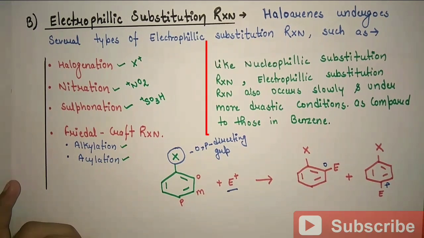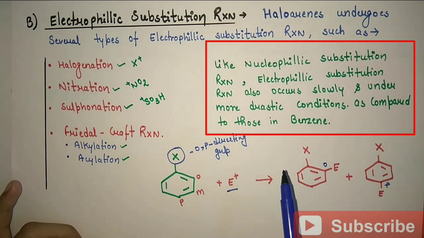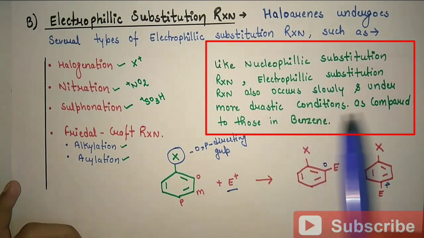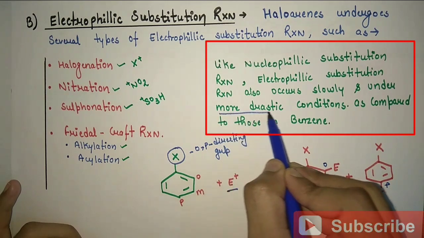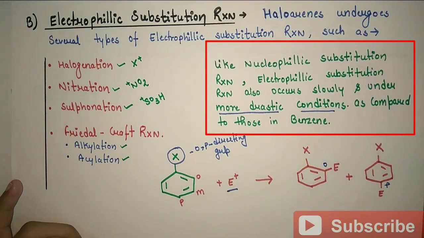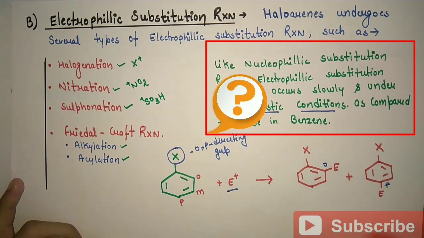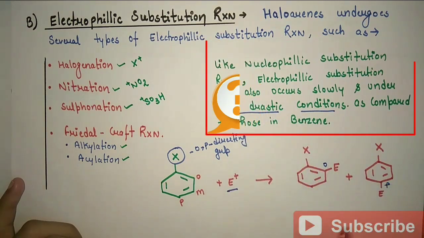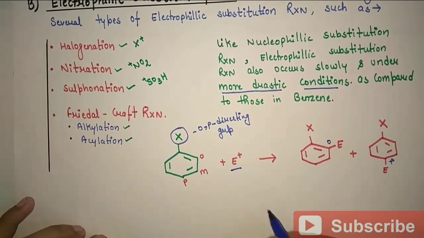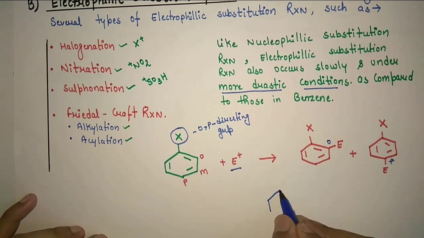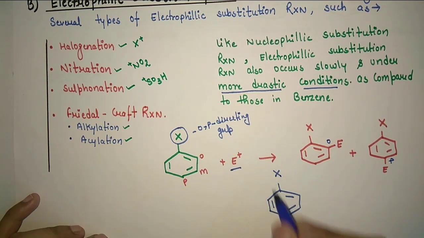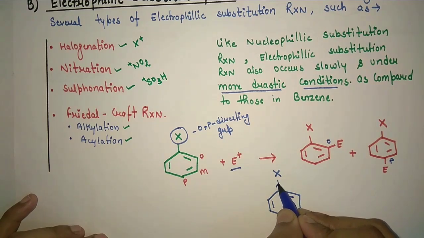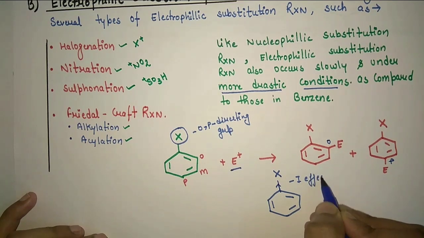Now like nucleophilic substitution reaction, electrophilic substitution reactions also occur under more drastic conditions, that is at higher temperature and higher pressure, as compared to those in benzene. So the question is why it requires more drastic conditions. This is because the ring gets deactivated. Let's suppose this is our haloarene, and this is the halogen atom. So this ring gets deactivated due to the minus I effect of this halogen atom.